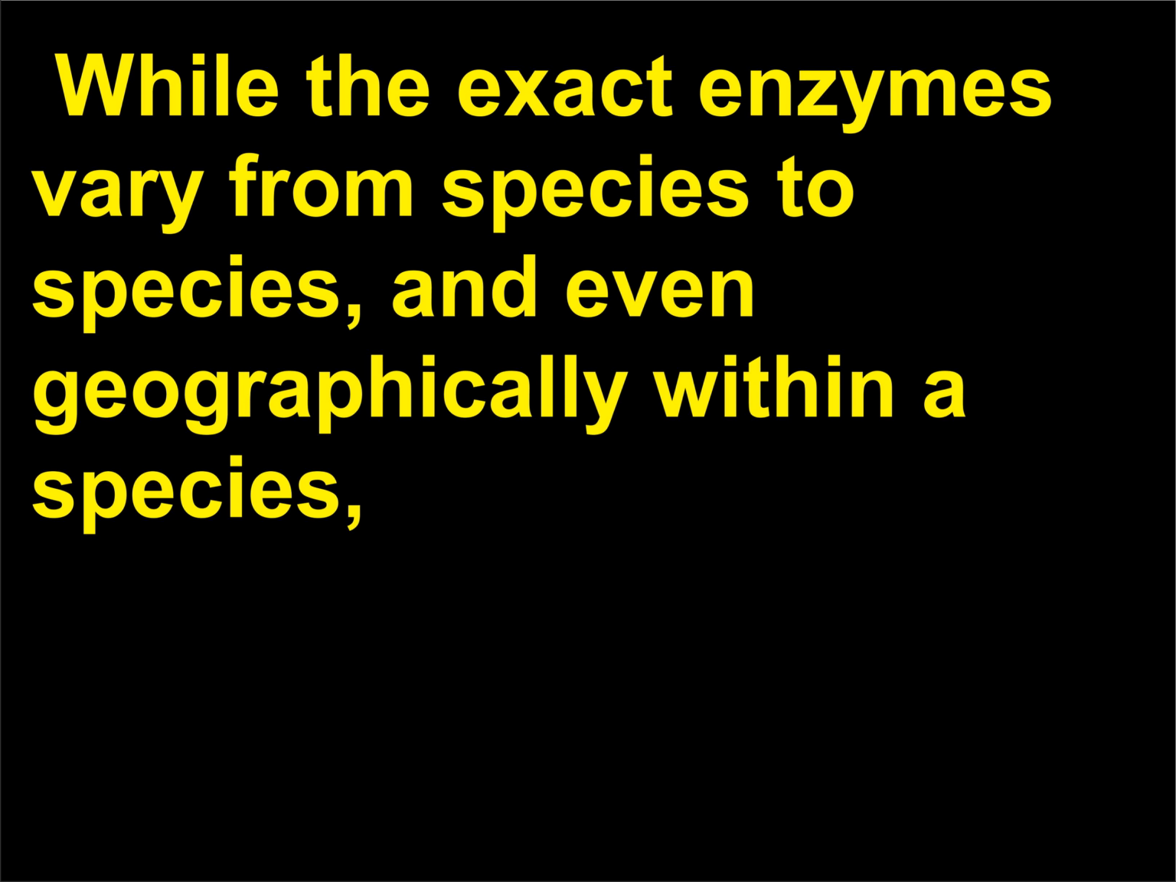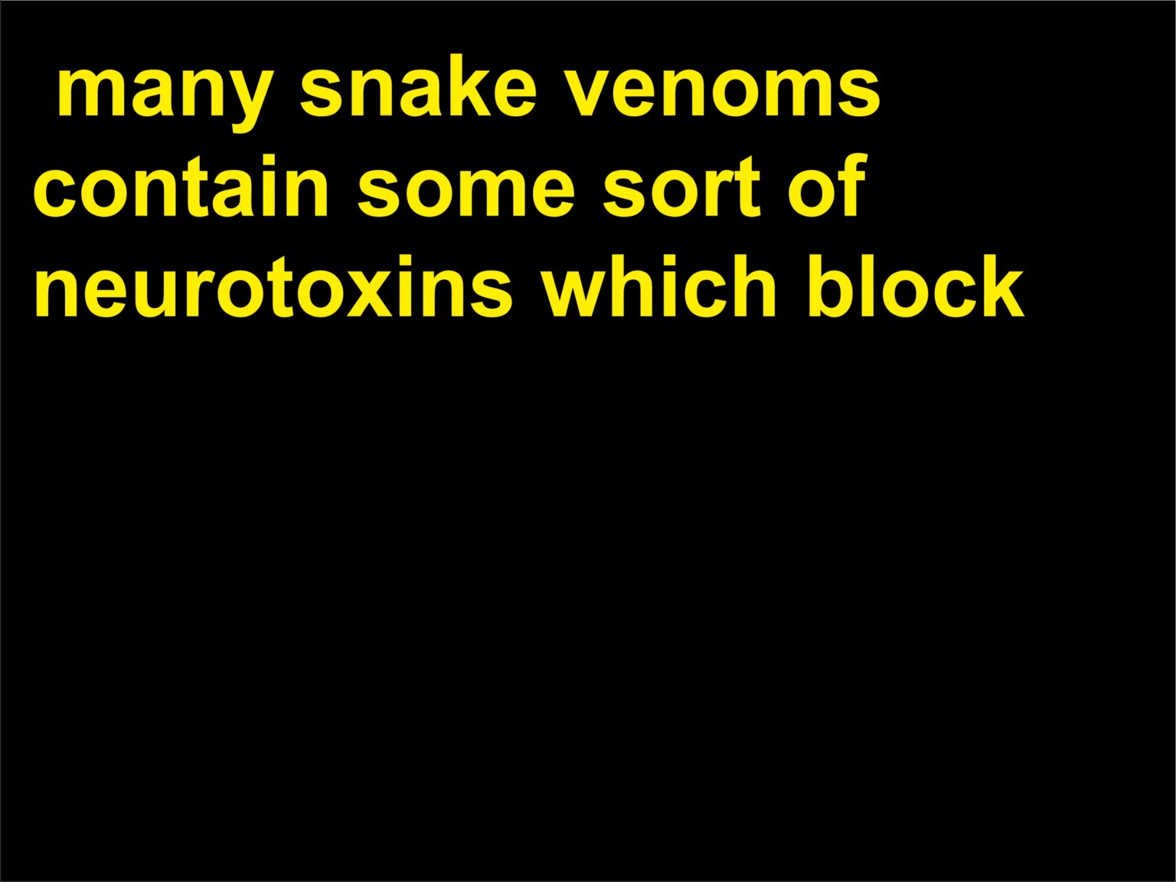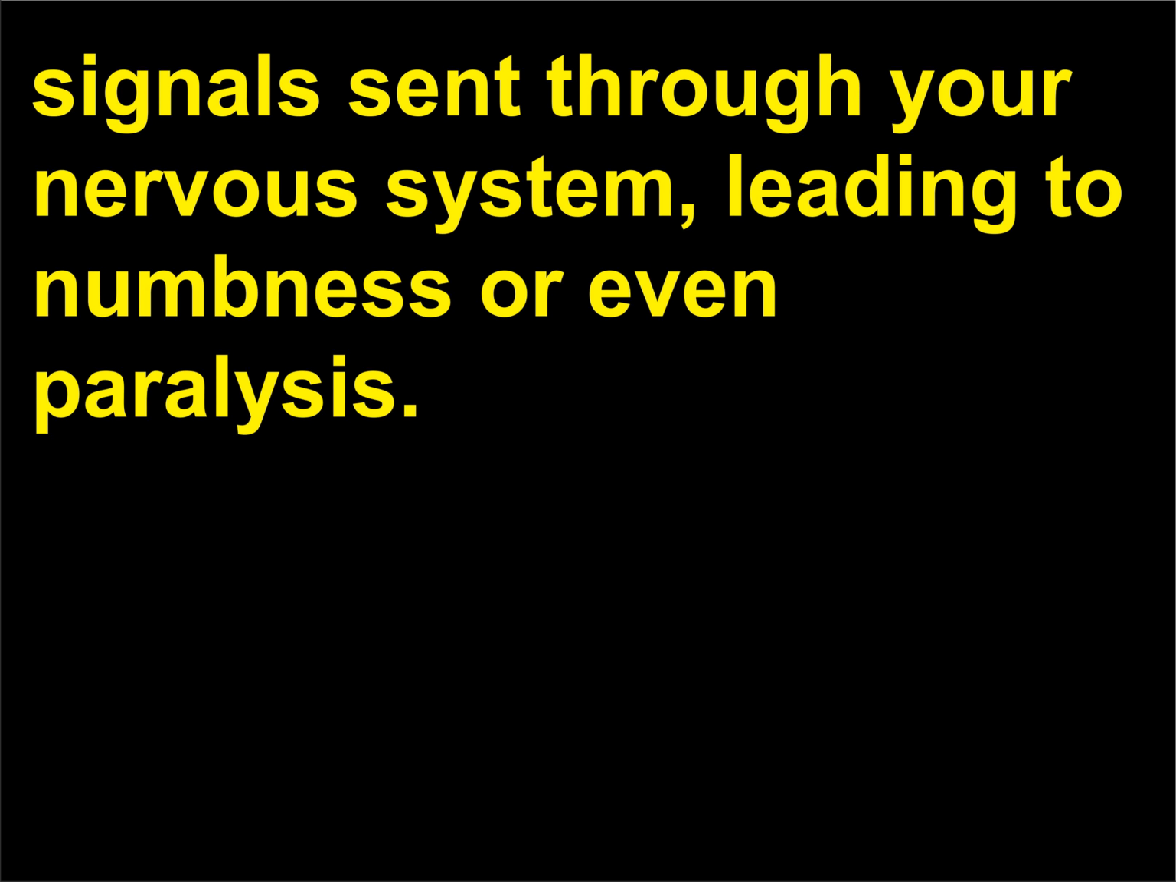While the exact enzymes vary from species to species, and even geographically within a species, many snake venoms contain some sort of neurotoxins which block signals sent through your nervous system, leading to numbness or even paralysis.